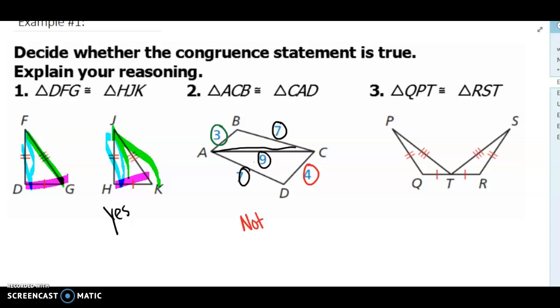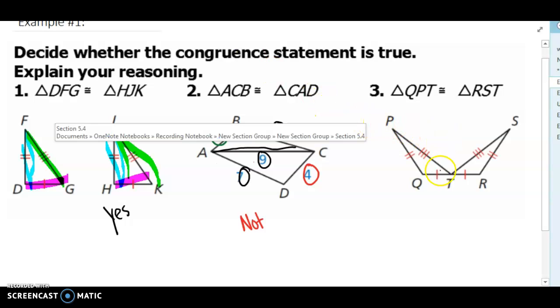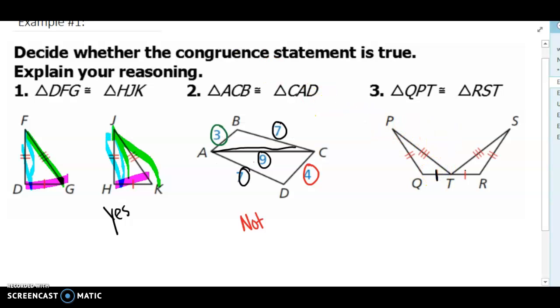Alright, let's look at this one over here. We know that this and this are congruent, this and this are congruent, and 1, 2, 3, and 1, 2, 3 are congruent. So by the side-side-side congruence theorem, we could say yes, these 2 are congruent.